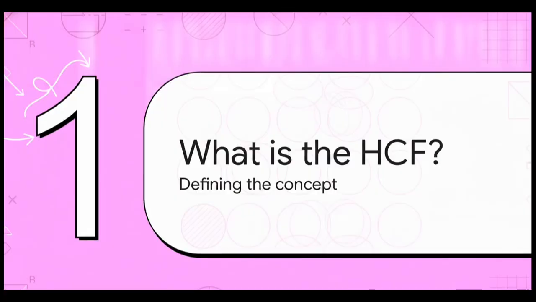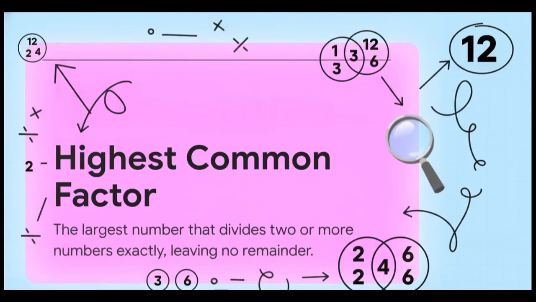All right, section 1, what is the HCF? Let's get absolutely clear on this core concept. Simply put, the highest common factor is the largest number that divides 2 or more numbers exactly, leaving 0 remainder.